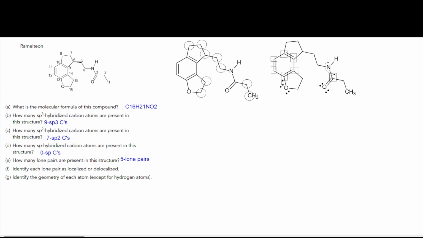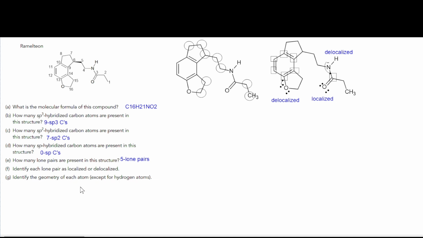Then the nitrogen lone pair is adjacent to a C double bond O, and that's why this lone pair will also be delocalized. So there are 2 lone pairs which are delocalized. This one is a delocalized lone pair, I'll just write that down. And the nitrogen lone pair is also delocalized, whereas the oxygen lone pair is specifically localized, not delocalized.